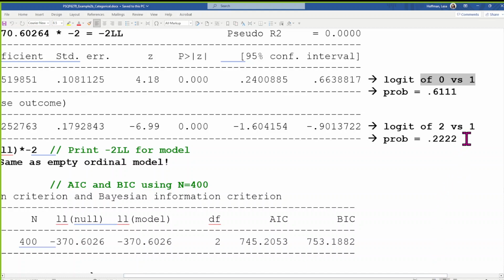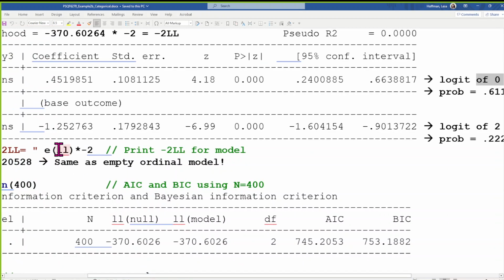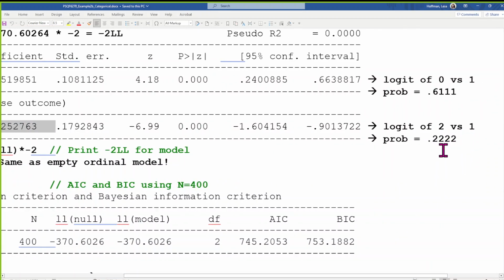Likewise, the second submodel kicks out the 0 people, and it's conditional on answering 1 or 2. My very small logit here of minus 1.3 corresponds to a probability of 0.22. Of the people who answered 1 or 2, only 22% of them picked a 2.